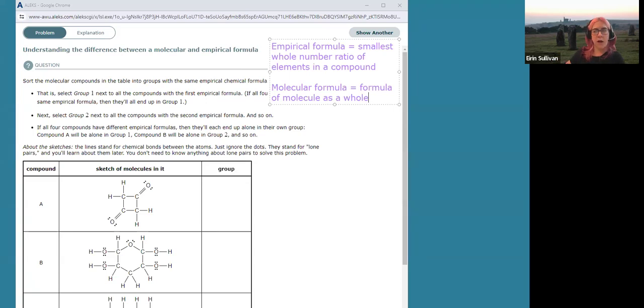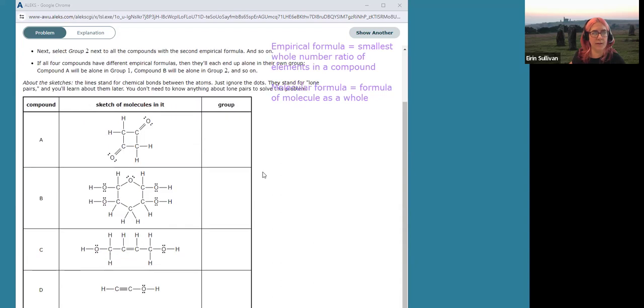Okay, so to answer this kind of question, we're asked to group them together if they've got the same empirical formula. So we need to understand how to write the molecular formula and then work out what the empirical formula is from the molecular formula. I'm going to scroll this along a bit so you can see more questions. Okay, so we've got 4 different molecules here.